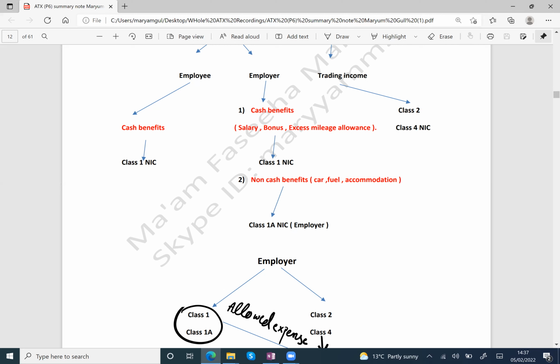The employee will pay nothing. So for example, your company is giving you a car benefit. Only your company will pay class 1A NIC on this car. You will not pay any NIC on non-cash benefit. Okay.